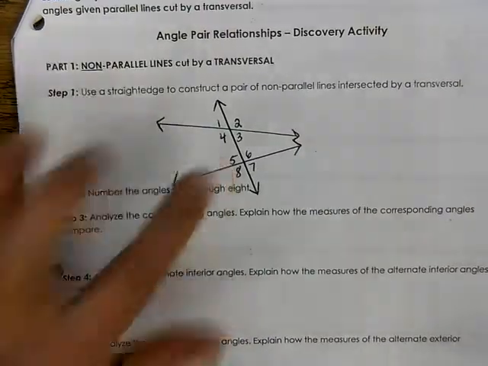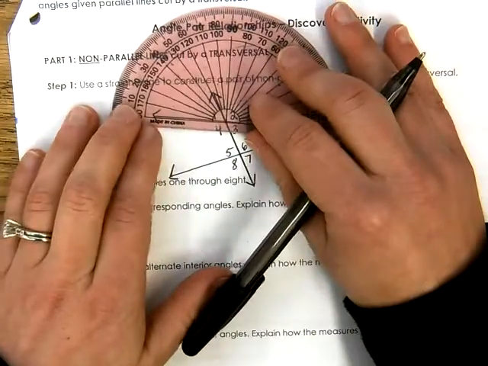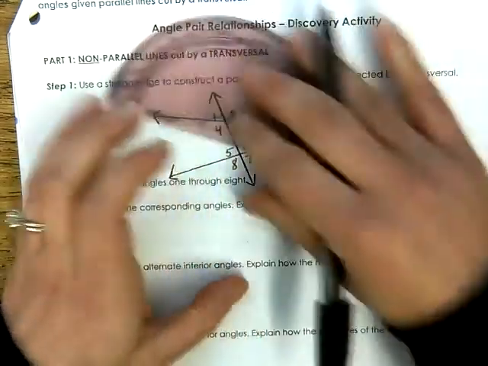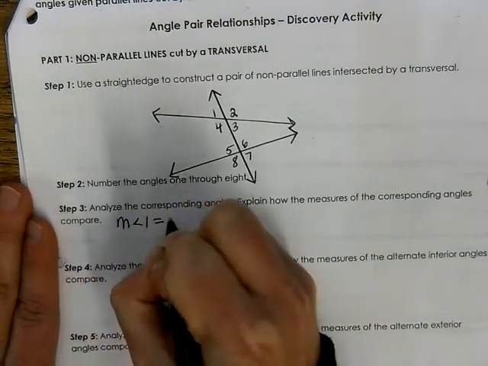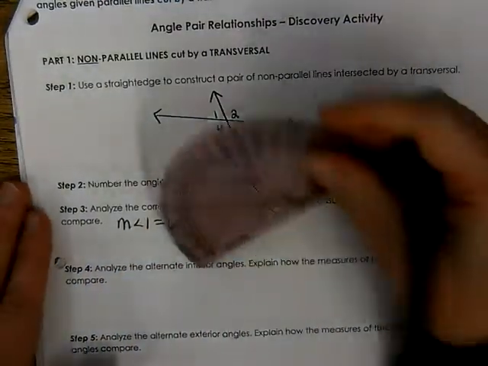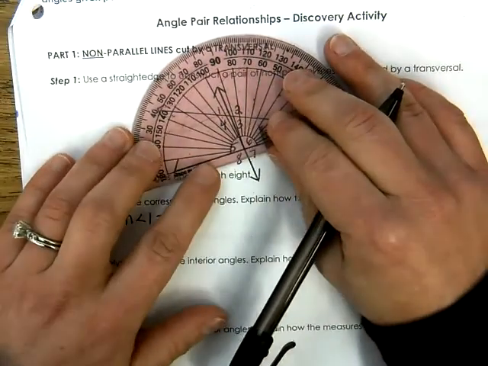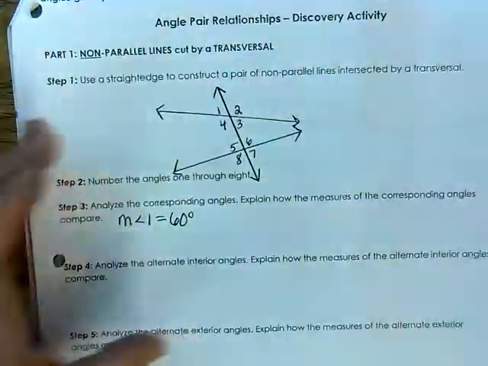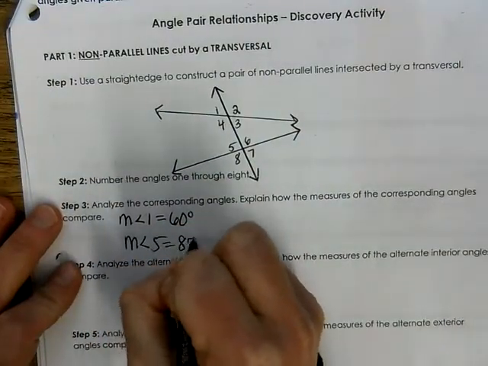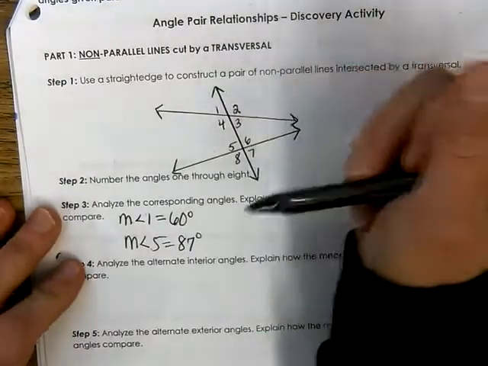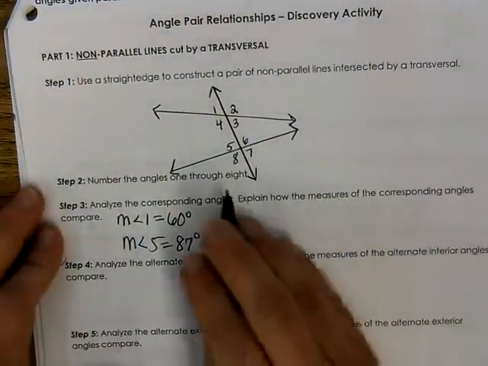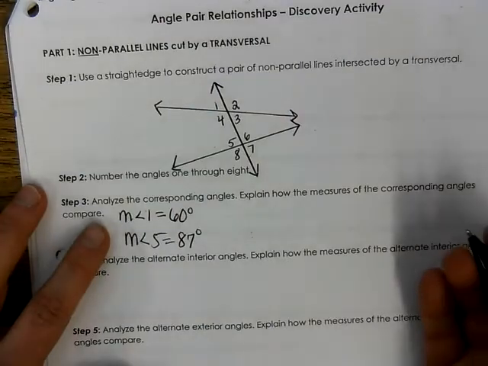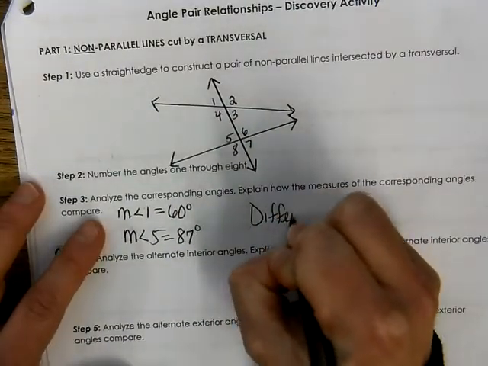How about angle 1 and angle 5? So I'm going to identify the measure of angle 1. And according to what I see here, it looks like angle 1 is about 60 degrees. So I'm going to write that the measure of angle 1 is equal to 60 degrees. Now I'm going to look for the measure of angle 5. And according to this, it looks like angle 5 is maybe 87 degrees. So with angle 1 being 60 and angle 5 being 87, I'm going to explain how the measures of the corresponding angles compare. Well, they have nothing in common. They're not supplementary. They're not congruent. So how they compare is they are different measures.